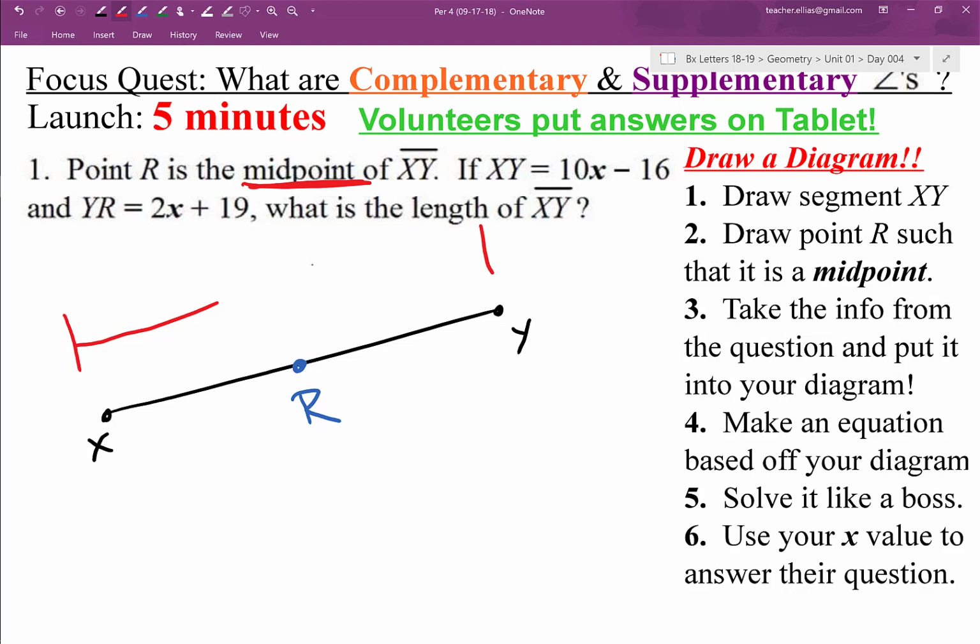At this point, your eyes should be at the board, all right? All right. So all of it is 10x minus 16.